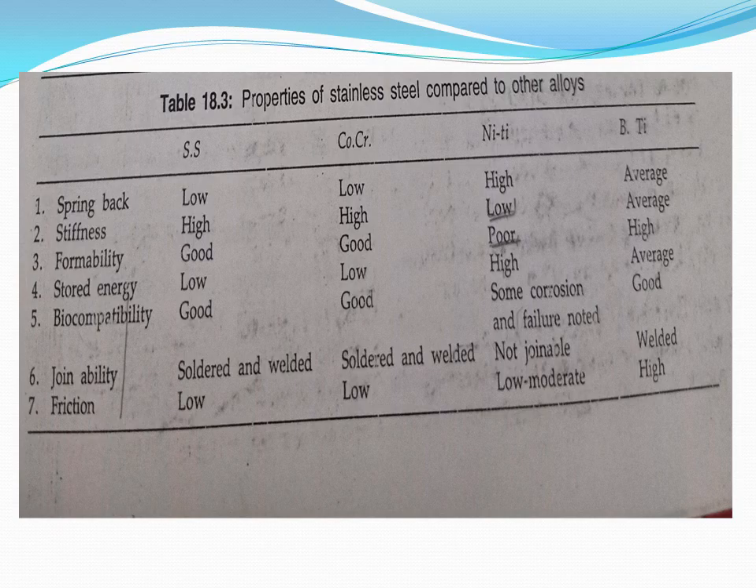Now let's look at the properties of stainless steel compared to other alloys. This table is present in many of your textbooks, and it is a very good way to memorize the properties of your different wrought alloys. If you look at the springback ability, that's low in stainless steel and the highest in nickel titanium. Stiffness is highest in stainless steel. Formability is good. Stored energy is low. Biocompatibility is good. Joinability, it has the ability to be soldered and welded. However, friction is low.